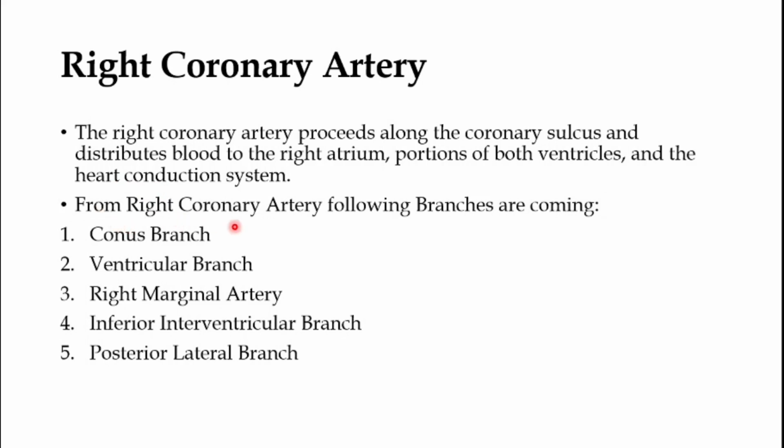And from the right coronary artery, we have discussed that these branches are coming out. What are those branches? The conus branch, the ventricular branch, the right marginal artery, the inferior interventricular branch, and the posterior lateral branch, which we have discussed in the video.